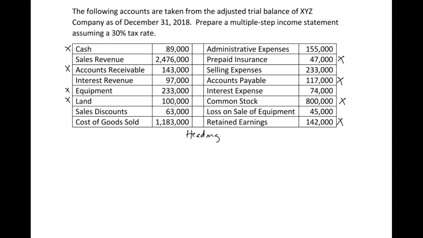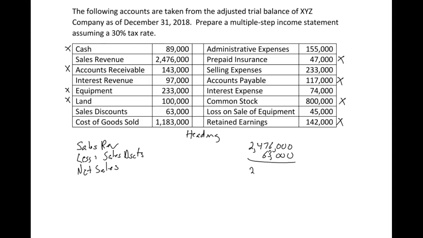So the first thing we always start with is sales revenue. Sales revenue is given as 2476. We are going to net that, so less sales discounts. We'll talk about sales discounts, sales returns and allowances and all that type of stuff later on. And that is 63,000. That is going to give me net sales, which is 2 million, 413.